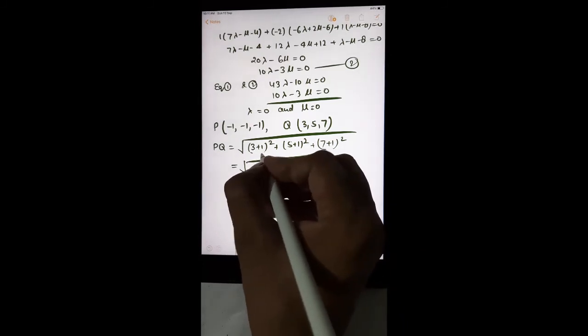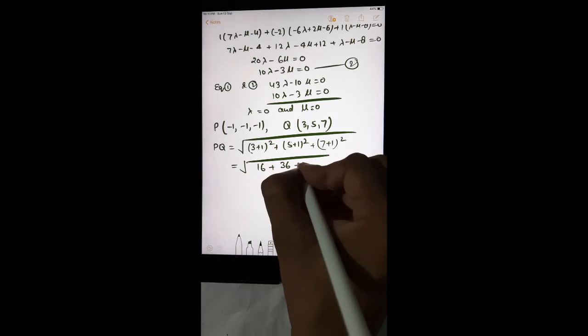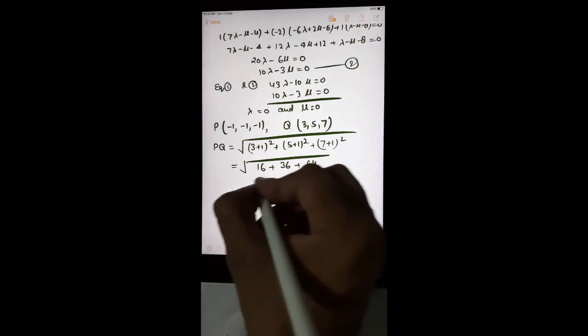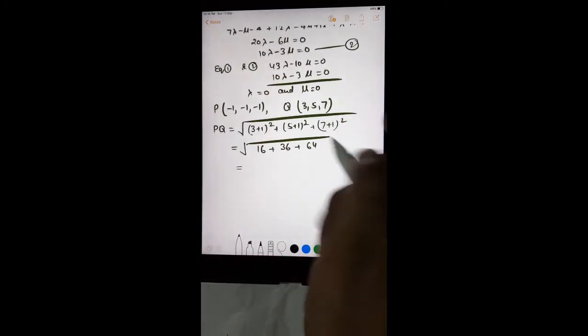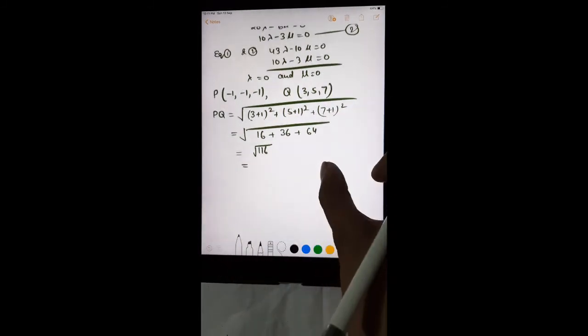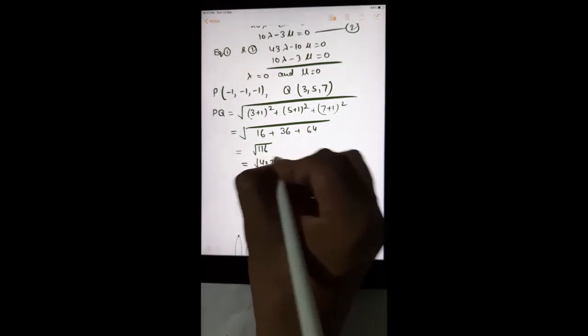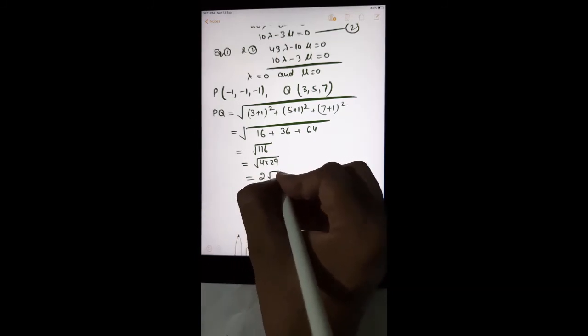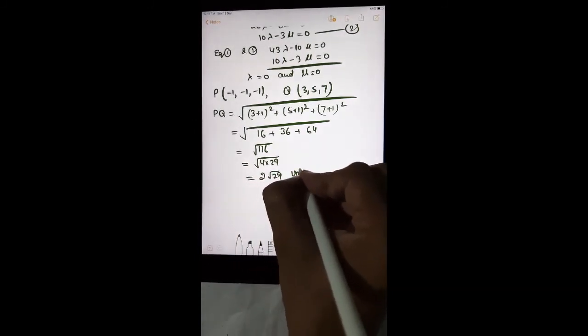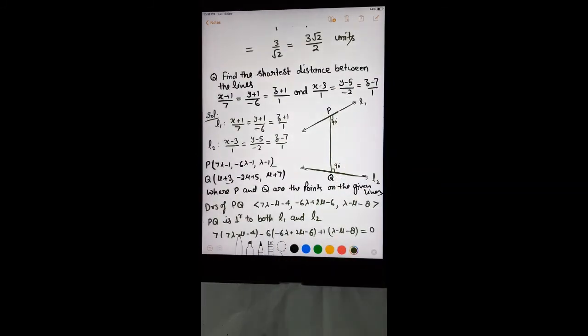It is 3 plus 1 is 4, 4 square is 16, 5 plus 1 is 6, 6 square is 36, 7 plus 1 is 8, 8 square is 64. 64 plus 36 is 100, and 100 plus 16 is 116. So 116 is 4 times 29, and the square root of 4 is 2. So it is 2 root 29 units. This is the distance between these 2 points, and this distance is the shortest distance between these 2 lines.